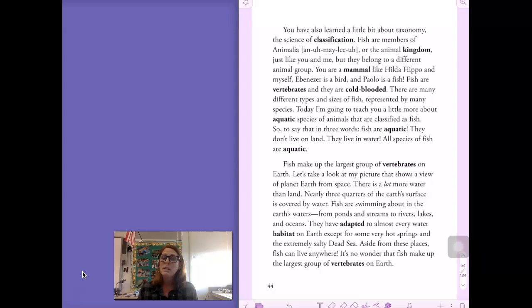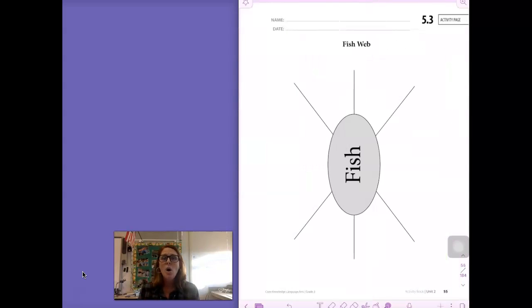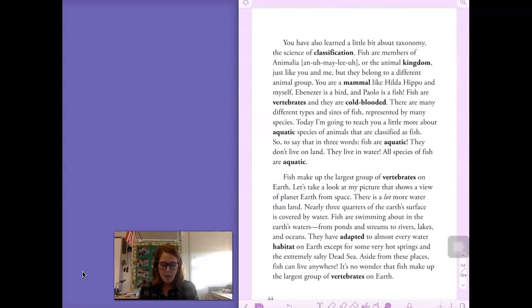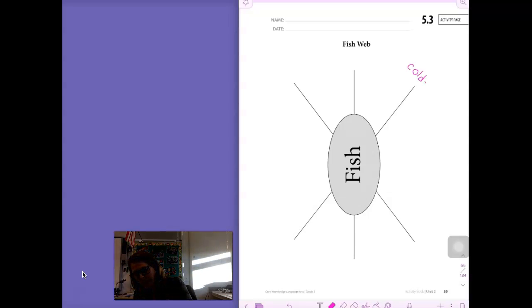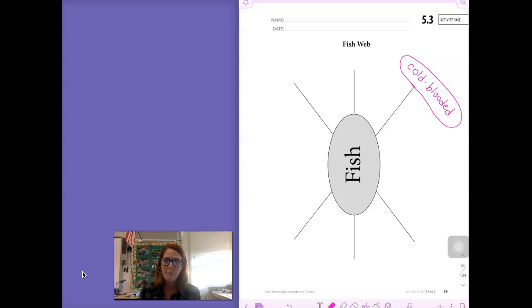Boys and girls, there are 3 important things on this page that we should write down on our fish web. And it doesn't matter if the writing is upside down. It's okay. You can do your writing or your bubbles in whatever direction you want to. The first thing that we learned about the fish is they are cold-blooded. So I'm going to go ahead and write cold-blooded right here. And you can really add that to any spoke around the web that you want to.